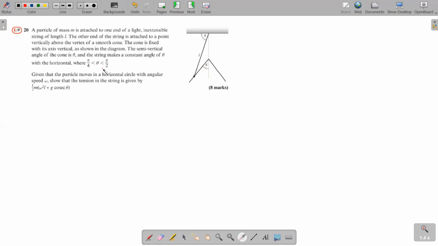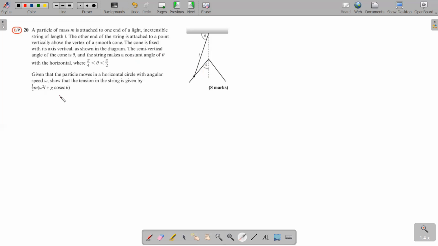Where theta is a bit less than 90 and greater than 45, that is, greater than pi over 4 and less than pi over 2. Given that the particle moves in a horizontal circle with angular speed omega, show that the tension in the string is given by this equation.